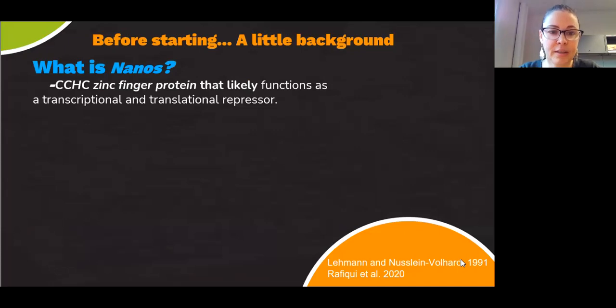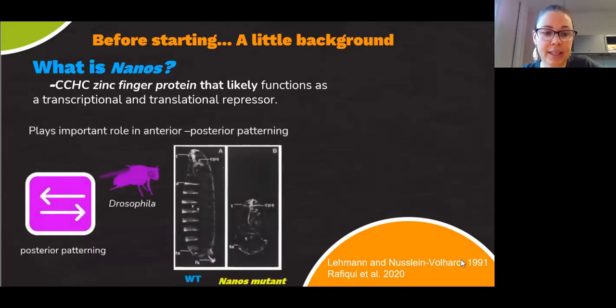Before starting, I want to give a little bit of background. So what is nanos after all? Nanos is a zinc finger protein that likely functions as a transcriptional and translational repressor. It was originally isolated in Drosophila, where it plays an important role in anterior and posterior patterning, as you can see in this image comparing a Drosophila wild type with a nanos mutant.